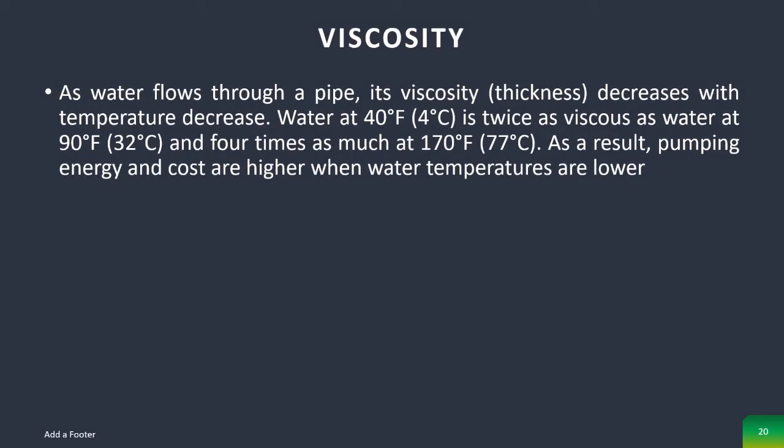Next is viscosity. As water flows through a pipe, its viscosity or thickness decreases with temperature increase. Water at 40°F is twice as viscous as water at 90°F and 4 times as much as at 170°F. As a result, pumping energy and costs are higher when water temperatures are low.